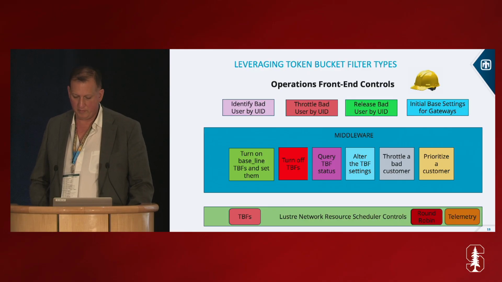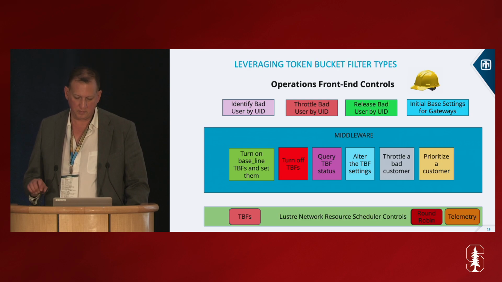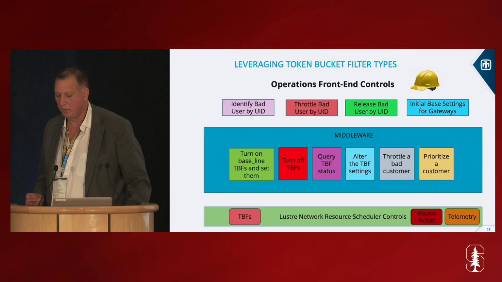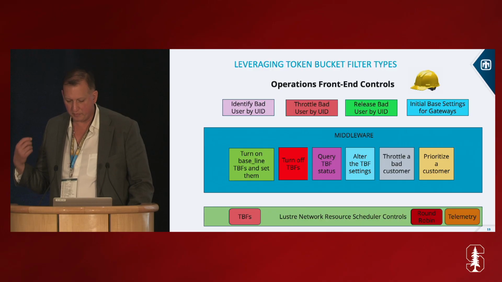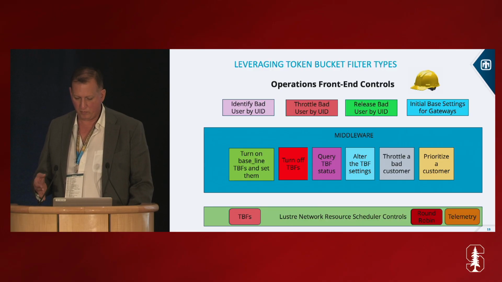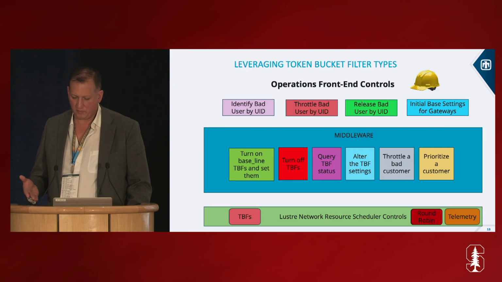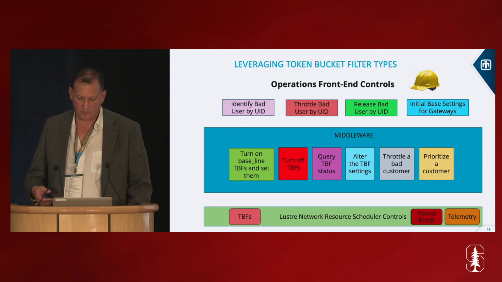So I wrote some software that would initialize the whole file system by the file system name. It would go through and set all the MDS servers and the OSS servers automatically, and then everything's got a base rate in it. And then, of course, we can release the bad user. Let's say we got a hold of them and said, hey, we killed your batch job, or we're ready to work with you to get this thing done. We release it so he doesn't stay throttled.